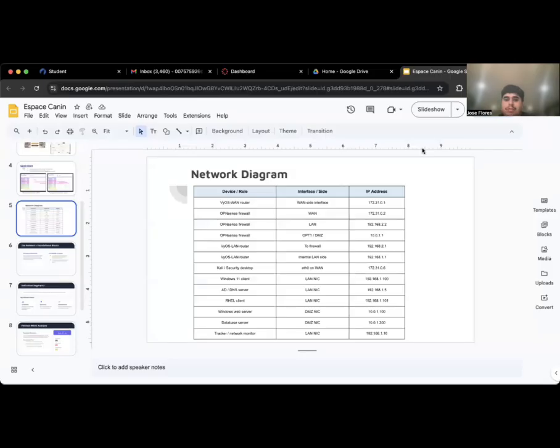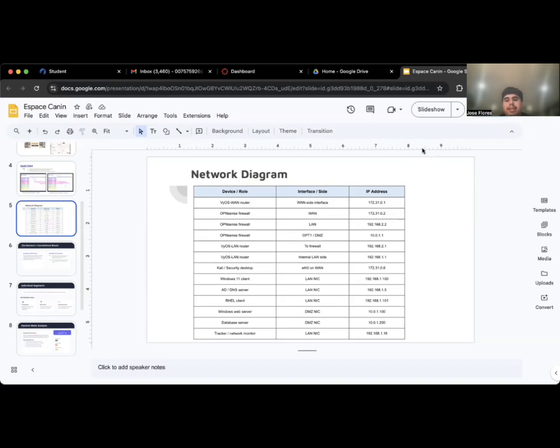Hello there, my name is Jose Flores, and I am part of Team 3 in the DogPark project. So here, let me start off by walking you through the network that we built. This diagram is going to be showing all the devices and how they're connected across different zones.